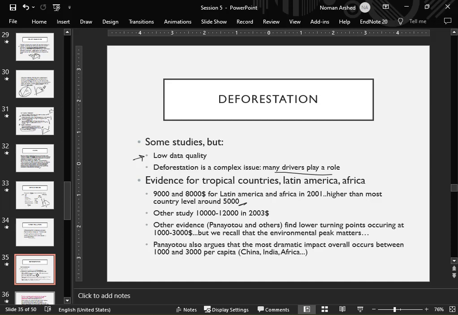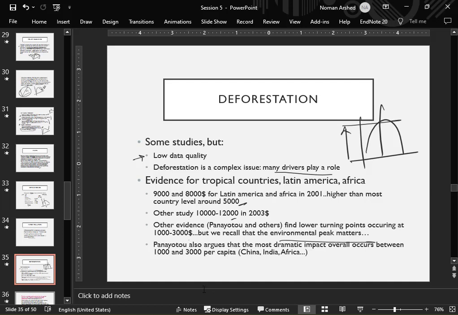Other studies show 10,000 to 12,000 in 2003. Other evidence from this study finds the lower turning points occurring at 1,000 to 3,000, but we recall that the environmental peak matters. So he's saying that it's not only about when it will turn from positive to negative, it also matters how high the peak will be.